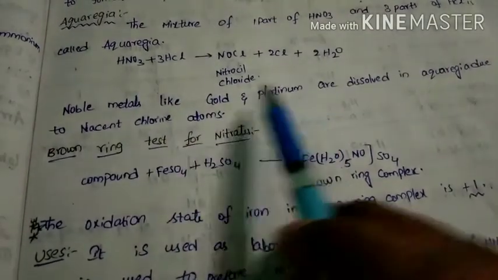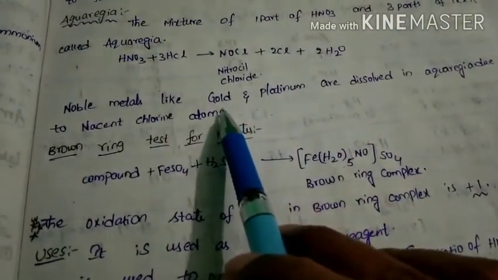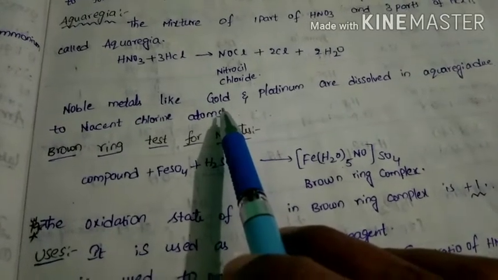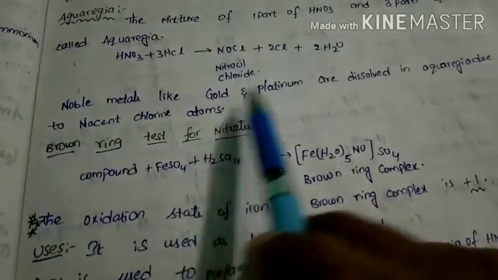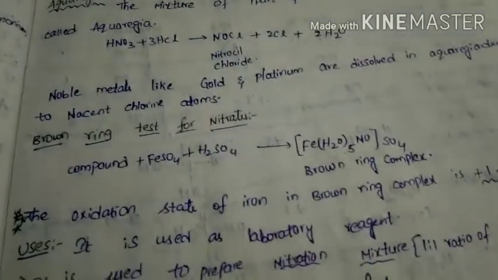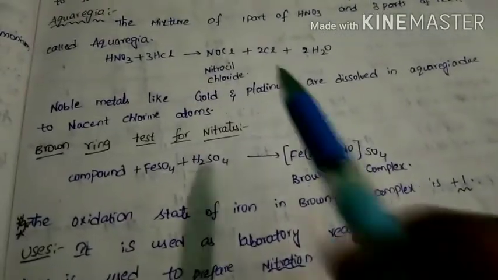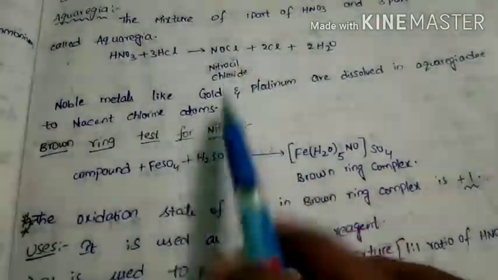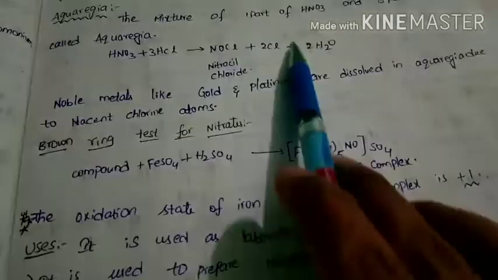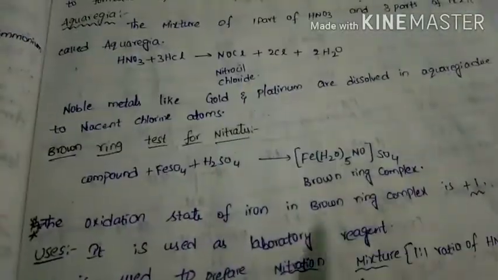Gold and platinum, these are very stable metals. That means unreactive, less reactive. That is why the cost of gold and platinum is very high nowadays. But though when those metals are present in this mixture, those metals also lose their nature because of nascent chlorine atoms.